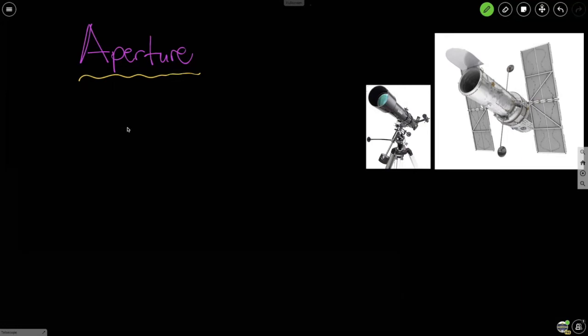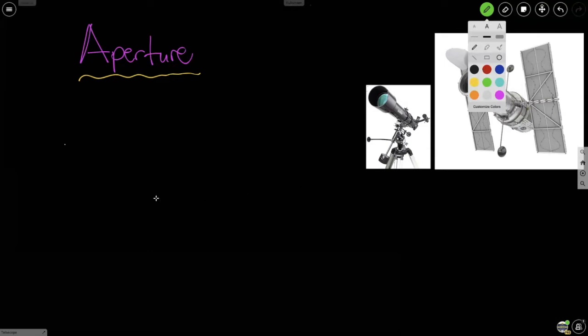This is Calvin Nellum. We're talking about telescopes now. We're talking a lot about astronomy right now. We've got to get into the main instrument that we use to study astronomy, right? The big things. And so we're going to talk about aperture whenever we're talking about any type of telescope.